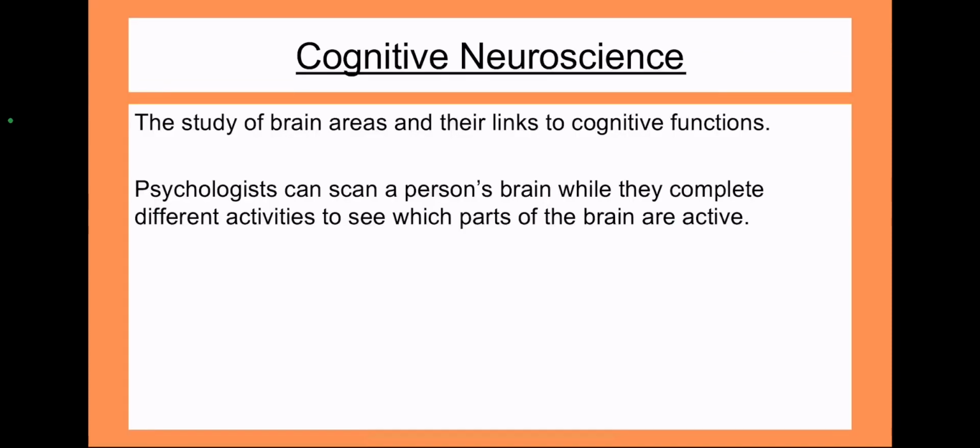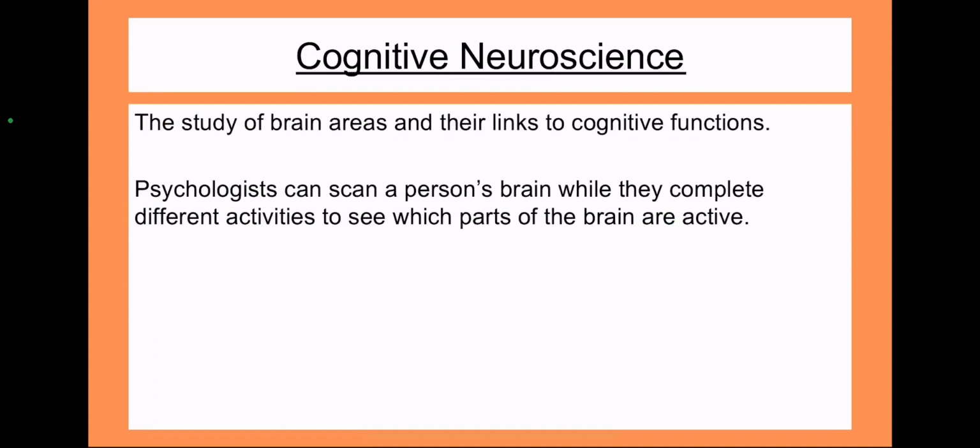So this entire part of the GCSE is learning about what functions, what areas of the brain have what functions, lining up brain functions to specific parts of the brain. And as we mentioned in the last video, this is called cognitive neuroscience.